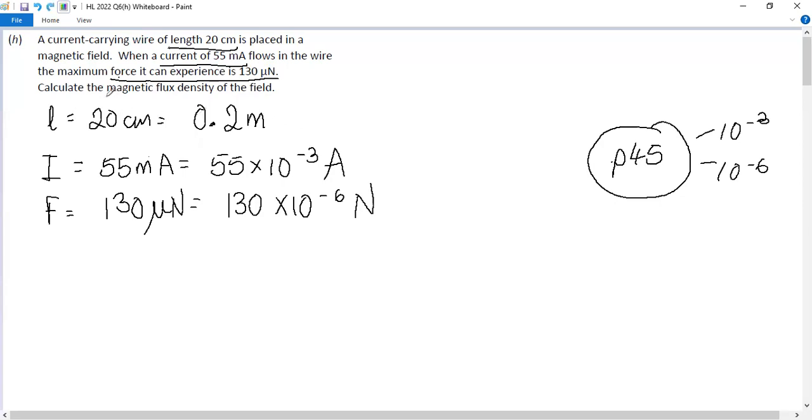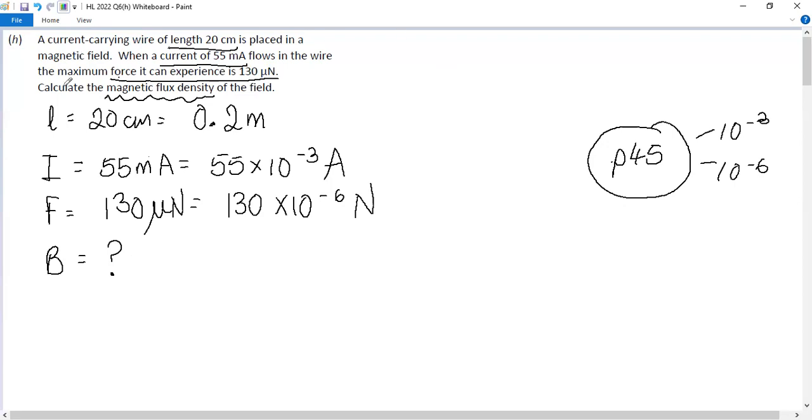Calculate the magnetic flux density of the field. So this is the thing I don't know. Hopefully by the time you're getting to the exam stage, you know magnetic flux density is given the capital letter B, and that's the question mark. That's what I don't know. And see the way I've written out my letters and my numbers together, I've got my length, my current, my force, and the thing that it's asking me for with my question mark. That's a really good approach to take every time you have a calculation question.